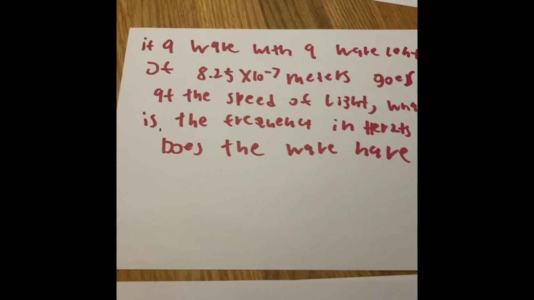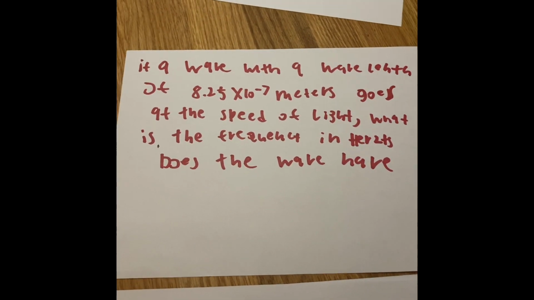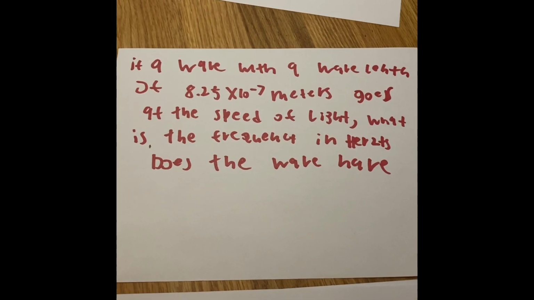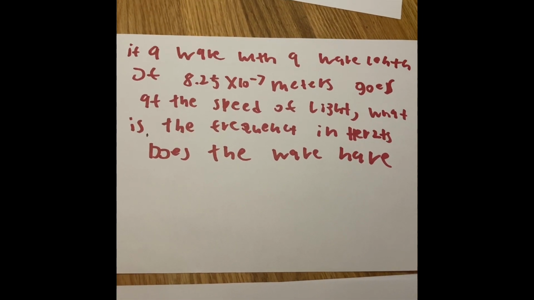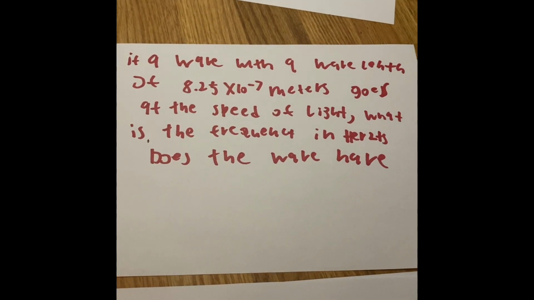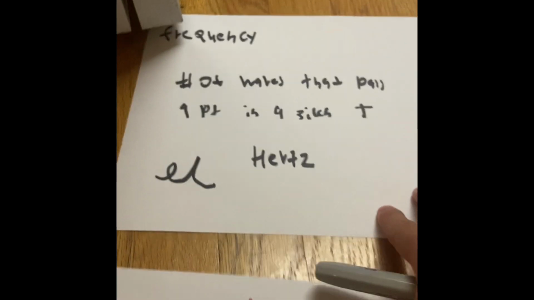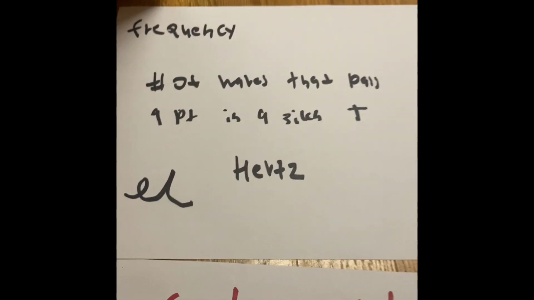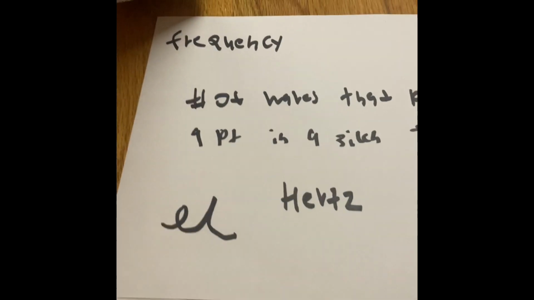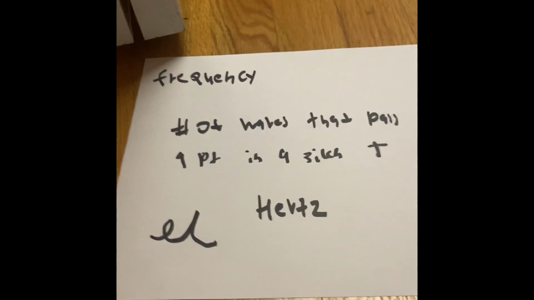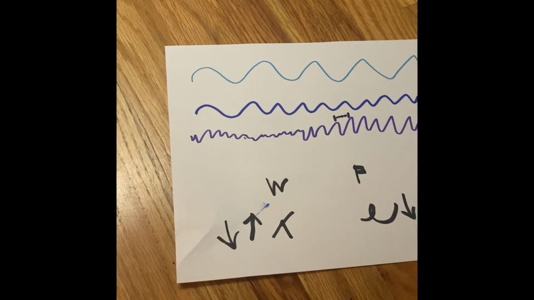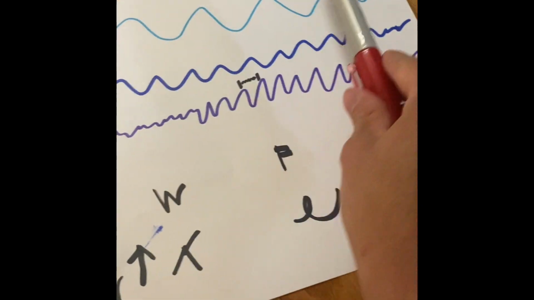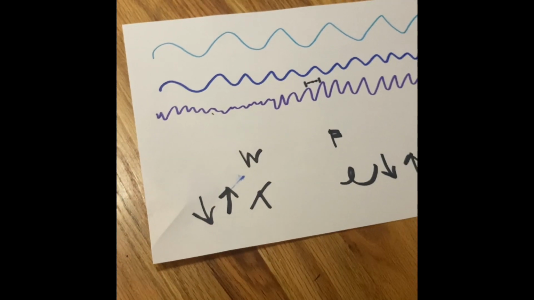So here comes the first problem. If a wave with a wavelength of 8.25 times 10 to the negative 7 meters goes at the speed of light, what is the frequency in hertz the wave has? Remember from the last video, we learned about the frequency. We're trying to find the frequency, and hertz is the unit measuring how many waves go through a given amount of time. So if the wave is moving at the speed of light, how many waves are actually going through that time?